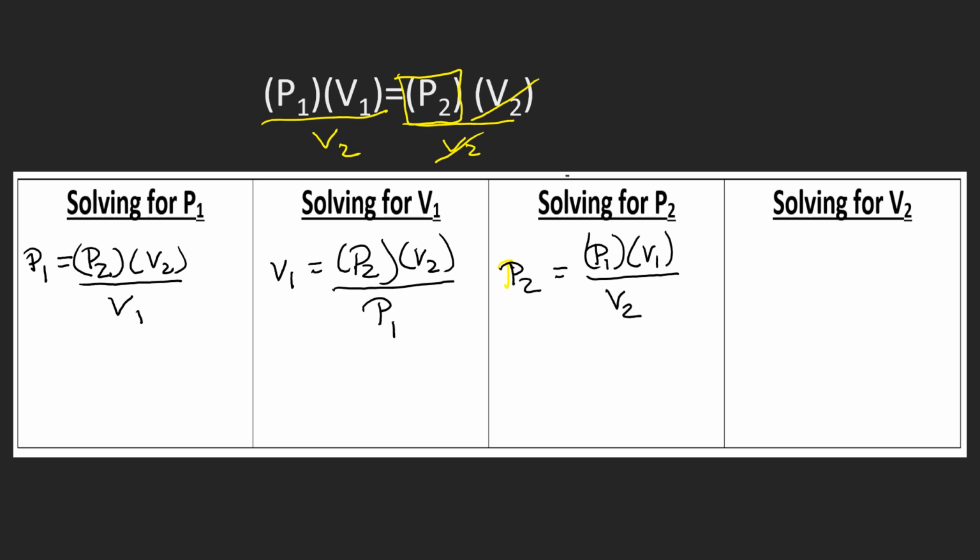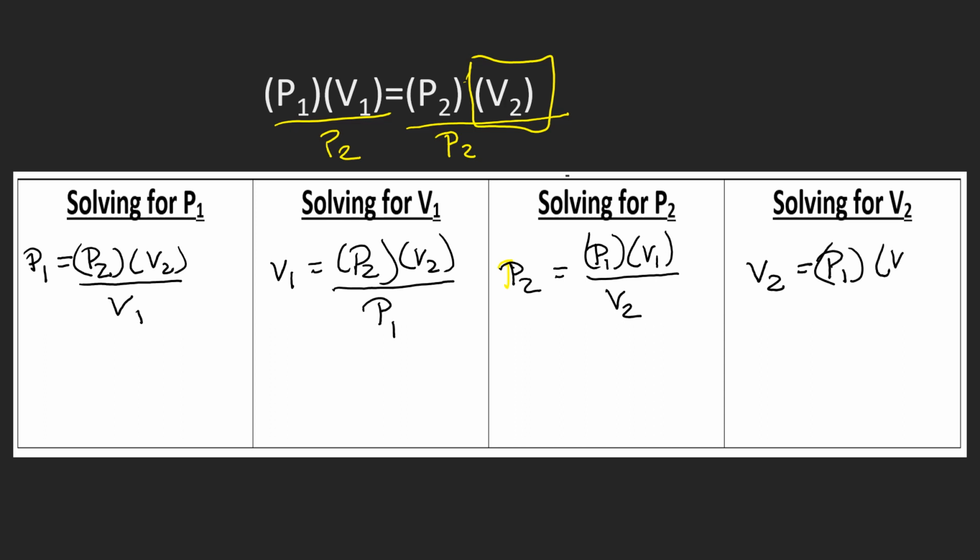And lastly, if we're trying to solve for our ending volume, then we're isolating for our ending volume. So we need to divide both sides by P2. And our formula becomes V2 is equal to P1 times V1 divided by P2.